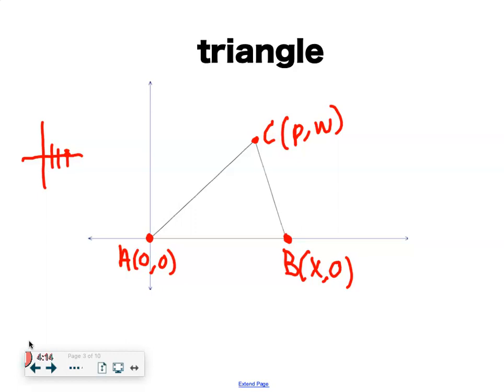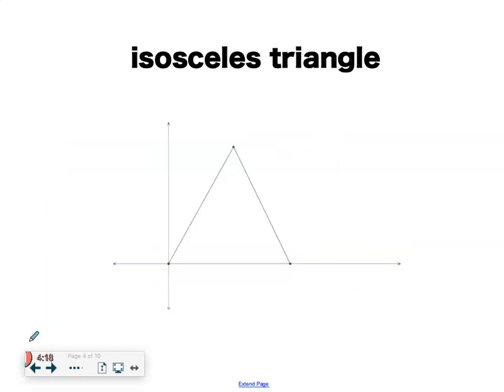Okay. Now let's try for an isosceles triangle. What do you know about an isosceles triangle? Two sides are the same.